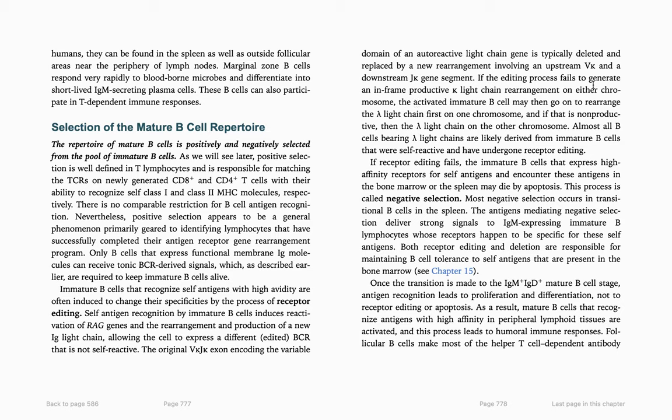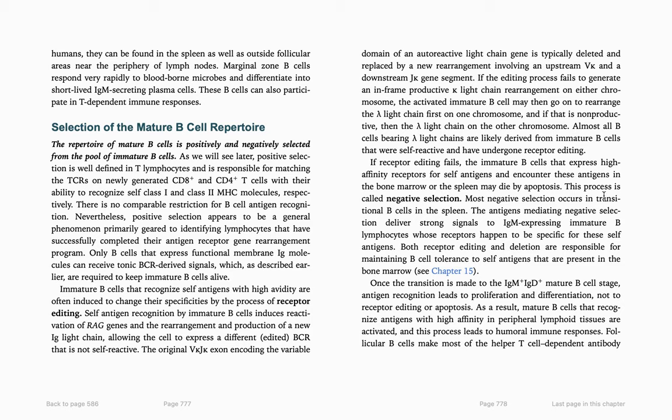If the editing process fails to generate an in-frame productive kappa light chain rearrangement on either chromosome, the activated immature B cell may then go on to rearrange the light chain first on one chromosome, and if that is non-productive, then the lambda light chain on the other chromosome. Almost all B cells bearing lambda light chain are likely derived from immature B cells that were self-reactive and have undergone receptor editing. If receptor editing fails, immature B cells that express high affinity receptor for self antigen and encounter these antigens in the bone marrow or the spleen may die by apoptosis.